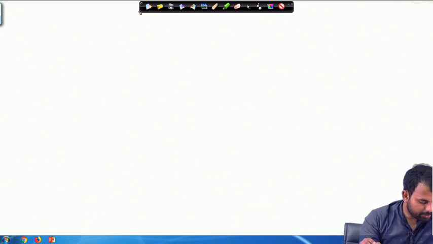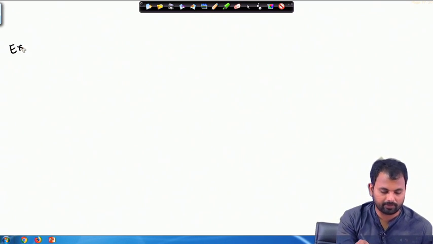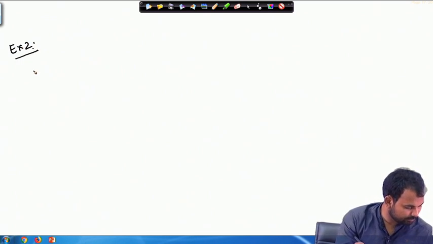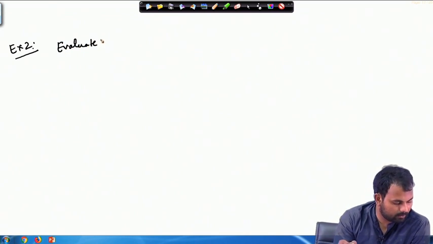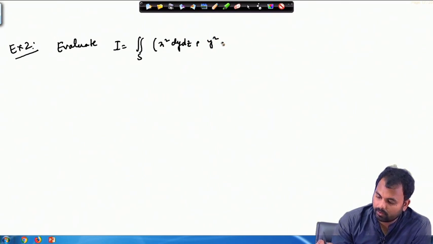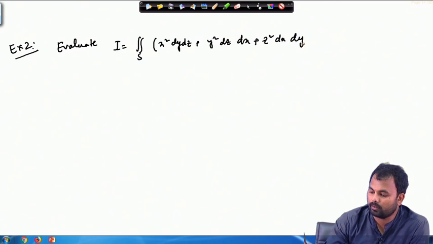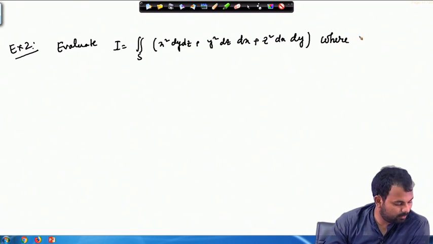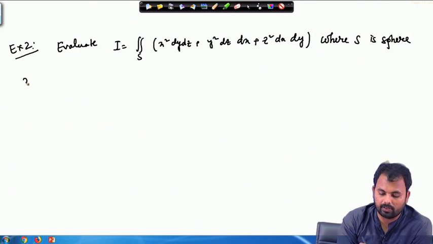We can consider one more example. Evaluate I equals the surface integral of x squared dy dz, y squared dz dx, and z squared dx dy, where S is the sphere. Our surface is basically a sphere, x square plus y square plus z square is equal to a square.